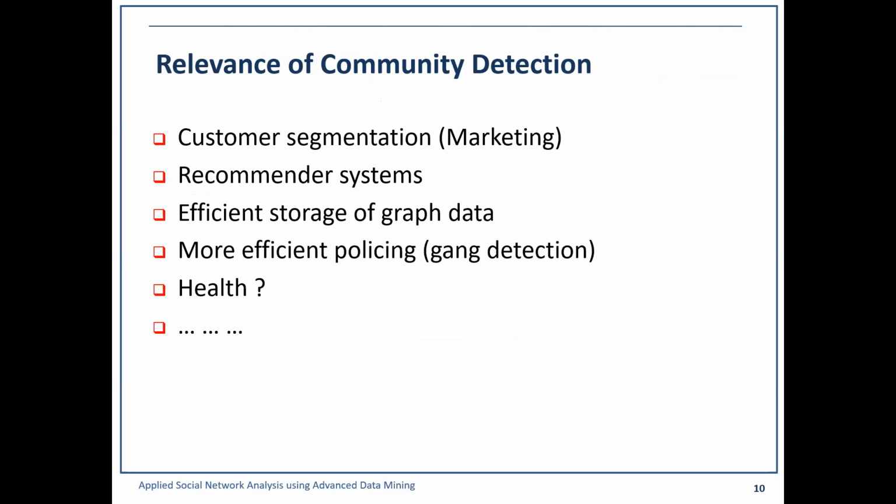Exactly. Very good. On the screen, we can now see relevance of community detection. Actually, you mentioned the second bullet point here, recommender systems. That's what Amazon does. That's what Netflix and Spotify do when they are recommending something based on products that go together. Yeah, very good.